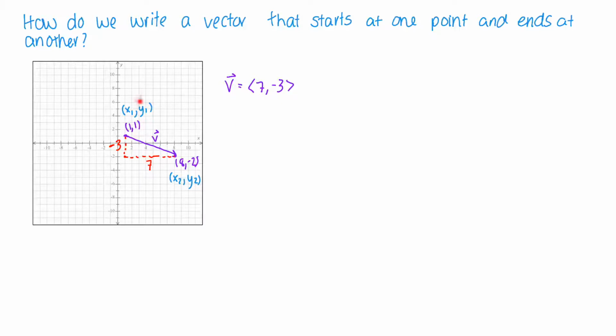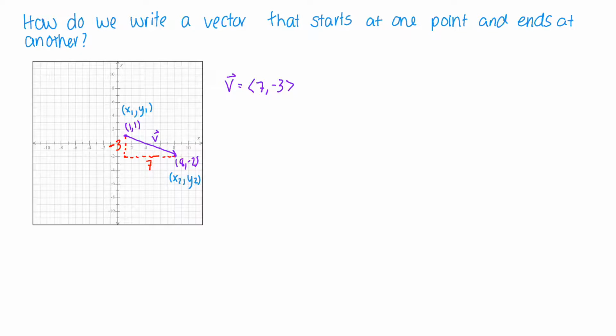Same thing with the vertical components. Now, it looks a little bit different here because it's going to end up being negative. If we did 1 minus negative 2, we would get positive 3, because 1 minus negative 2 would be positive 3. And it's supposed to be negative 3. So instead, we're taking where it ends, just like we did with the horizontal component. 8 minus 1 gave us this positive 7 here.